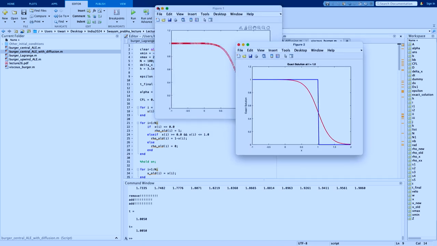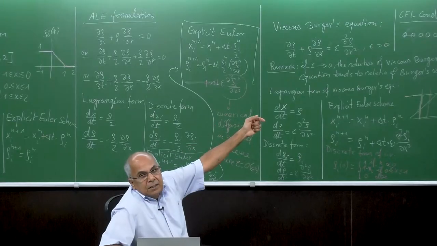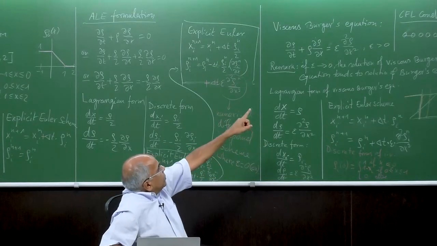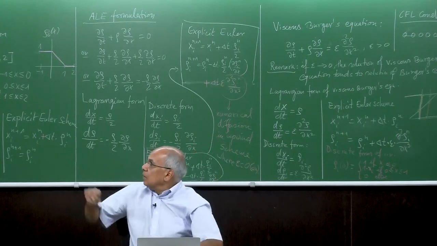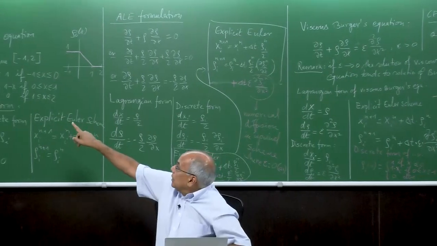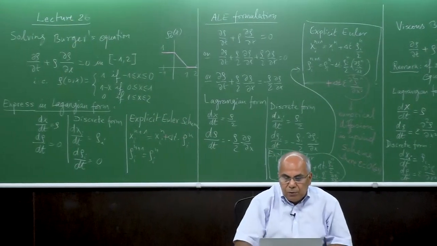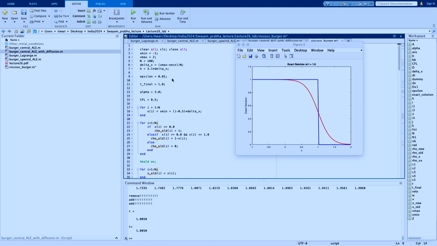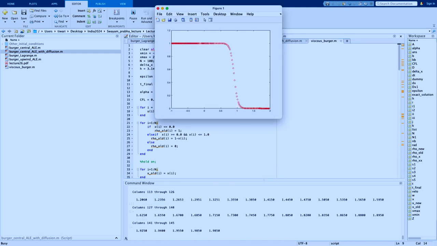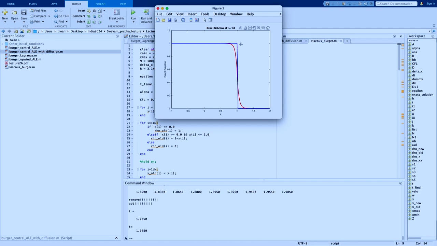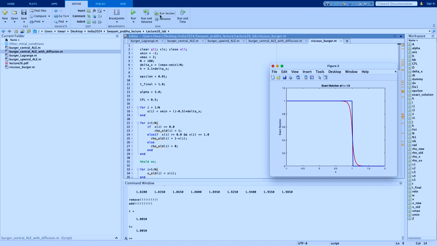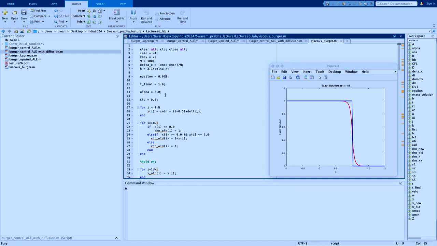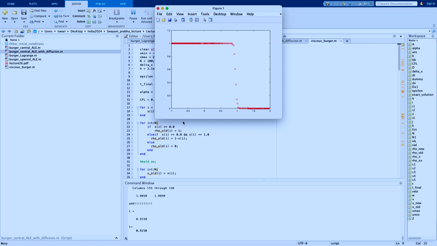Now we try to see this phenomenon. When epsilon tends to 0, the numerical solution of this viscous Burgers equation should converge to the original Burgers equation. There we know the exact solution. This blue line is the exact solution. Now let me decrease my viscosity by a factor of 10. So we should get closer. Now you see it is closer. Let me take another factor of 10 smaller. So we get sharper and sharper.